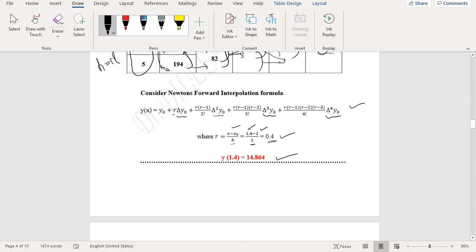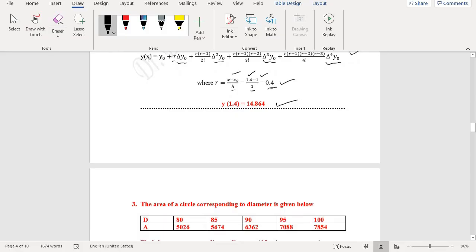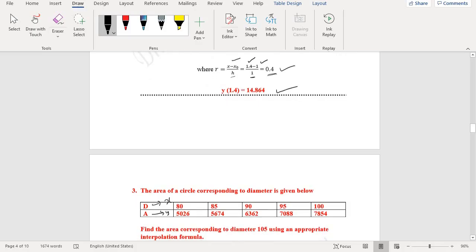Now I will explain one more problem. The area of a circle corresponding to the diameter is given below. So here it is given in terms of application oriented. x represents a diameter and y represents the area of a circle for different diameters. The diameter represents the x value, the area represents the y value. So I want to find the area of a circle whose diameter is 105.